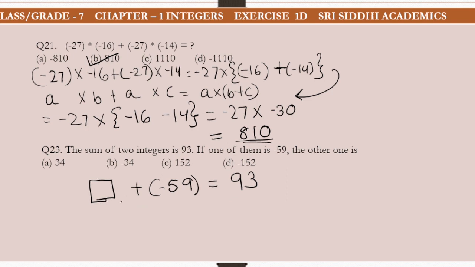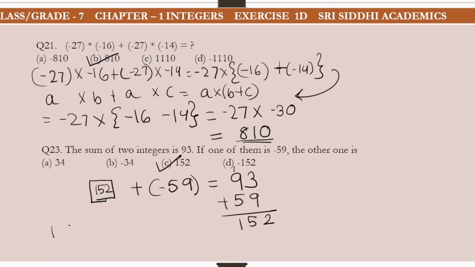How will we get that? If we add 59 with 93, then we will get this value. This much we know. So what will come if we add with 93? It will be 9 plus 3 is 12. 1 gets carried over. 9 plus 6 is 15. So it is 152. Okay, 152 is the correct answer for question number 23. C is the correct answer.